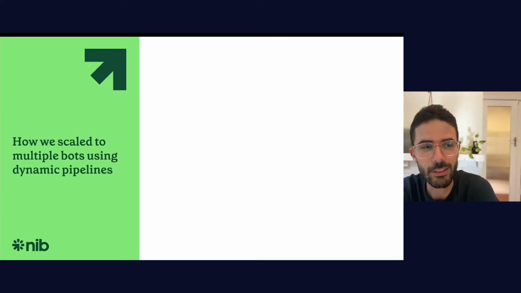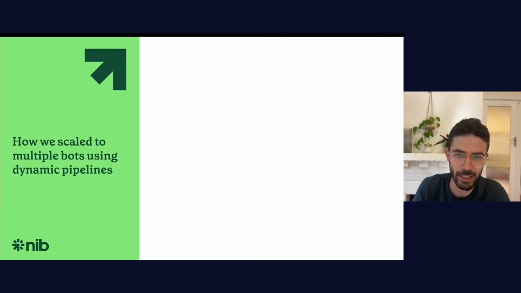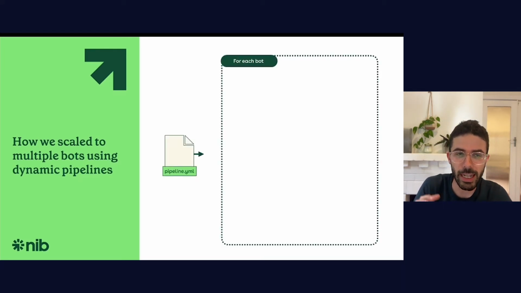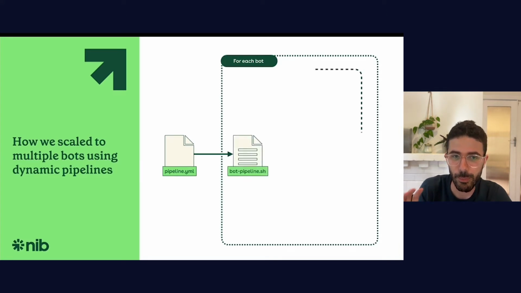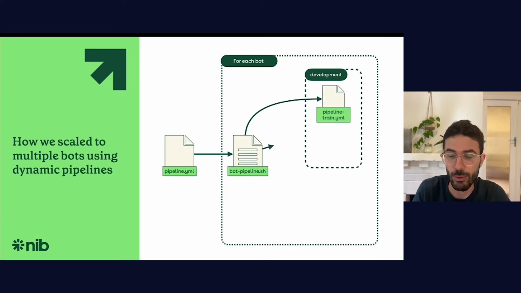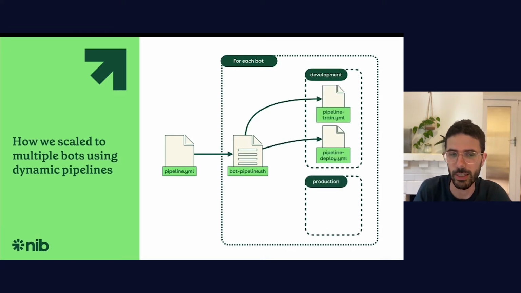So how we scaled to multiple bots using dynamic pipelines. And this is the nuts and bolts of how we really did it. So we start off with a single pipeline YAML. We then, for each bot, have a bot pipeline bash script, which generates a pipeline train script and a pipeline deploy script. And then for production, we have a pipeline for just deploying.